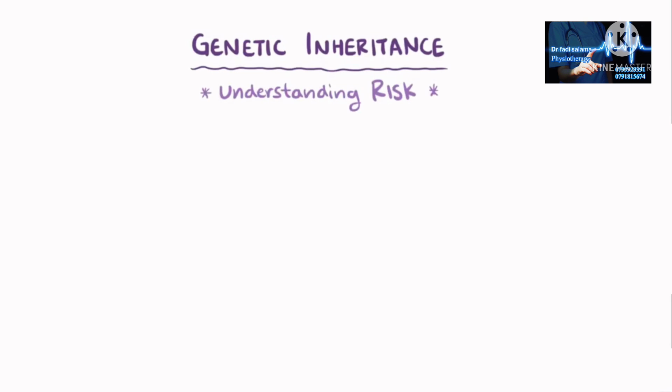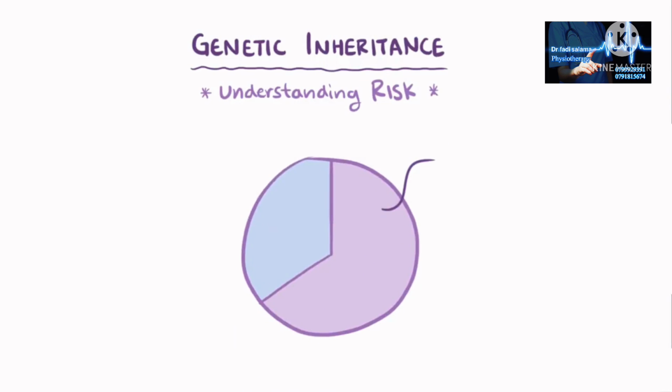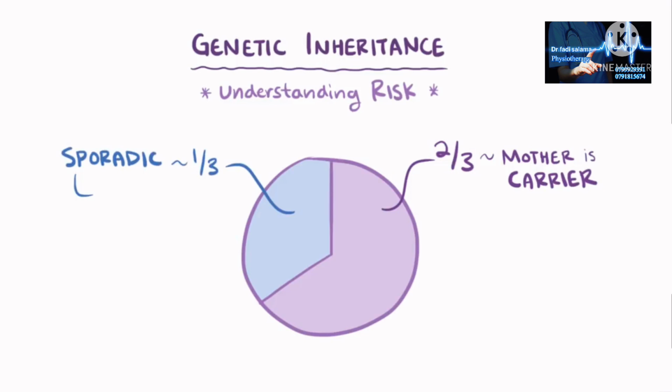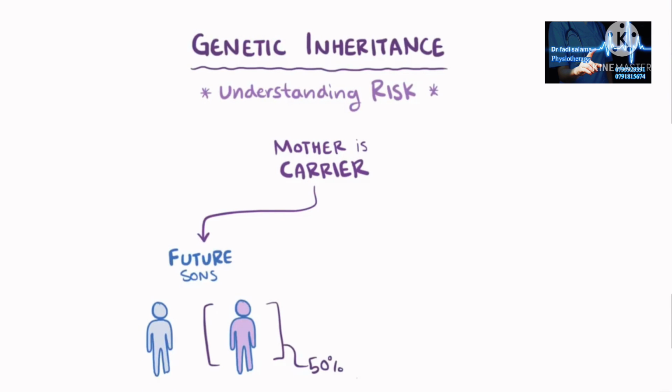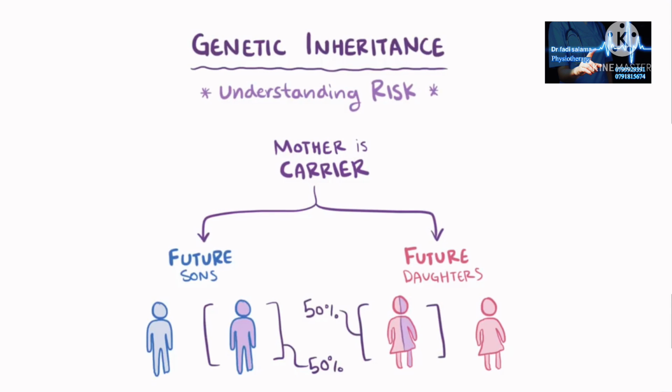Given the possibility of genetic inheritance, counseling parents of the person and understanding the risk of having another child with these conditions is important. About 2/3 of the time the person's mother is a carrier, and the other third of the time the disease is sporadic, which means it's caused by a new mutation. If the mother's a carrier, and we look at our future sons, half or 50% will end up having the mutation. And if we look at our future daughters, half or 50% of them will be carriers for the mutation.